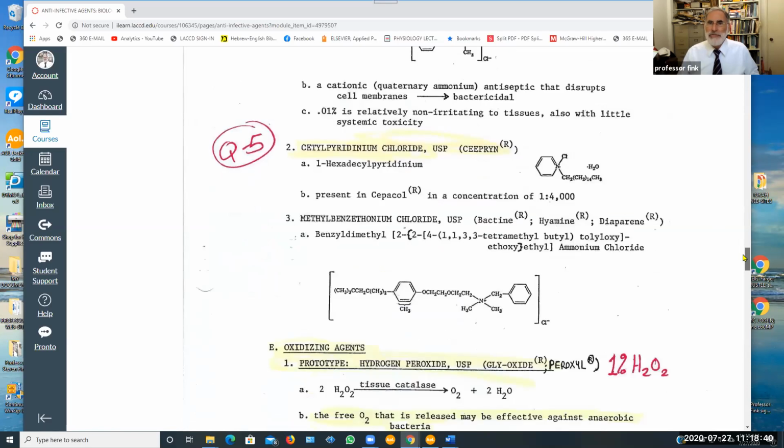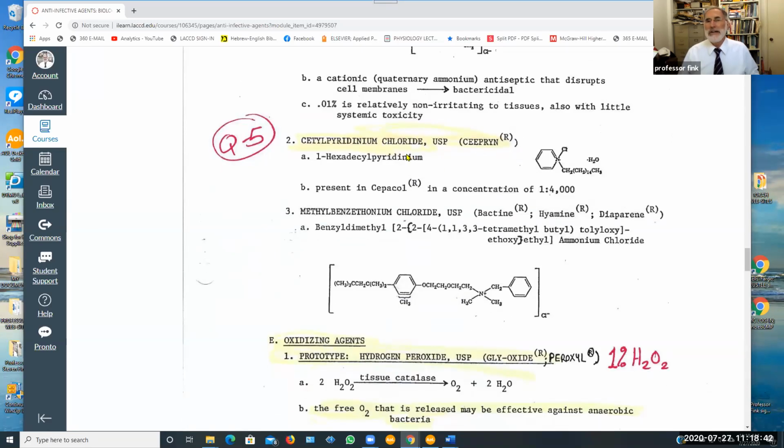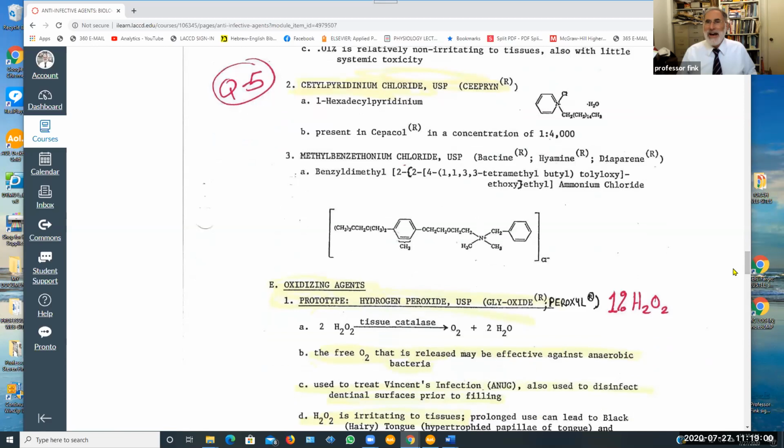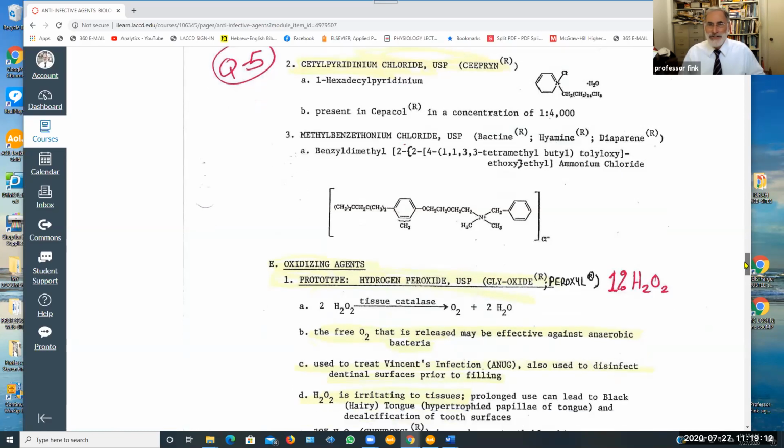Another one of these surface active agents, antiseptics with a positive charge, is cetylpyridinium. It goes under the brand name Sceprin. It's found in Cepacol mouthwash. And again, it has a positive electrical charge. Methylbenzethonium is the active ingredient, the antiseptic in Bactine that is applied when you have a cut to kill bacteria. It's also found in Diaperene, used for infants.